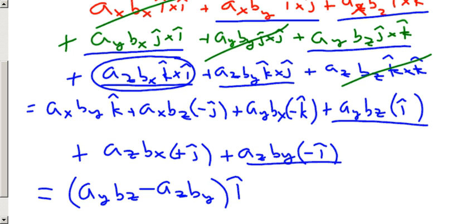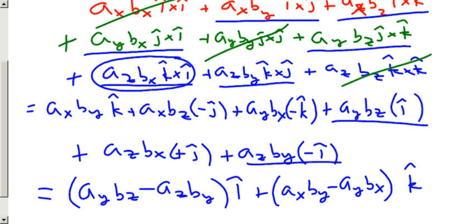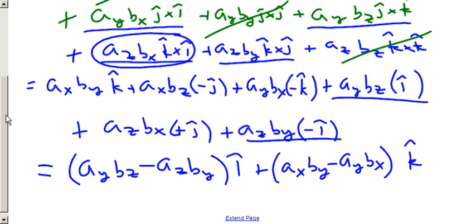And then we look at plus AXBY, minus AYBX K. Maybe I should have written the J's first, but that's good enough right now. Usually you write IJK, but I wrote the K's first.